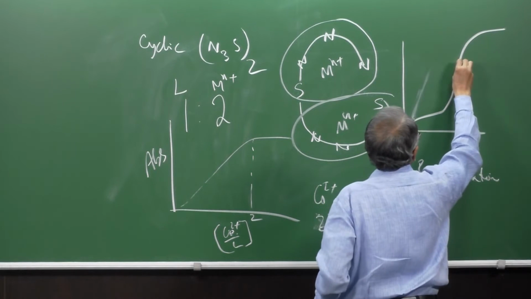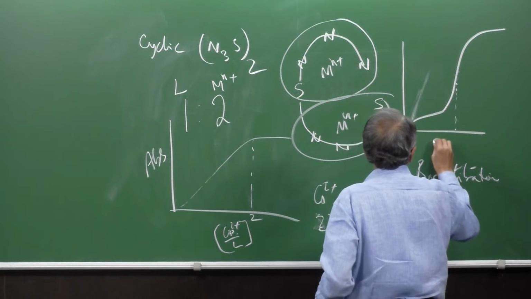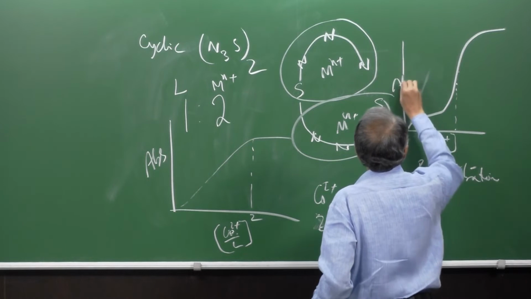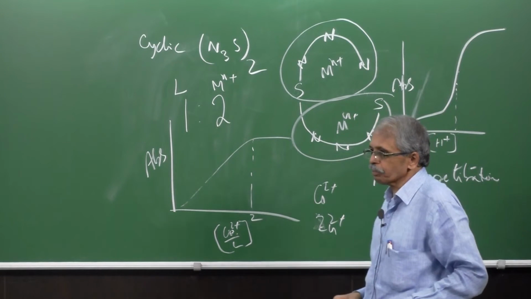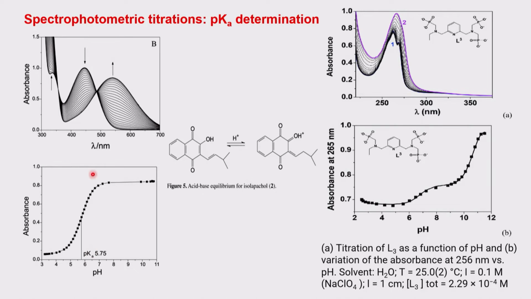So the sigmoidal plot, if you take the derivative of this, then you can make. So you can have H plus concentration, you can have absorbance. So from this you can get the pKa value. So you can get the pKa of this. Okay. So if there are multiple pKas, you might get multiple sigmoidal plots. So an example is in the next one here on the right side in the same slide.